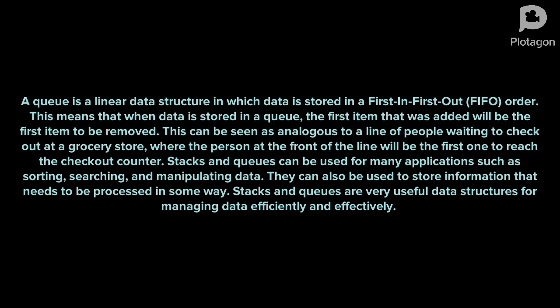A queue is a linear data structure in which data is stored in a first-in first-out (FIFO) order. This means that when data is stored in a queue, the first item that was added will be the first item to be removed. This can be seen as analogous to a line of people waiting to check out at a grocery store, where the person at the front of the line will be the first one to reach the checkout counter.